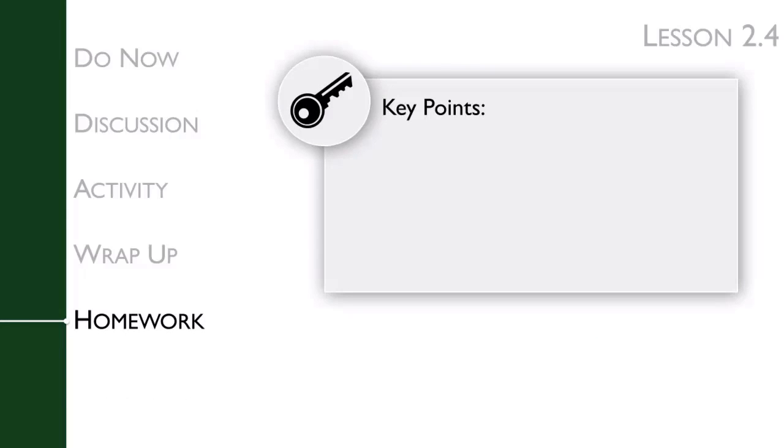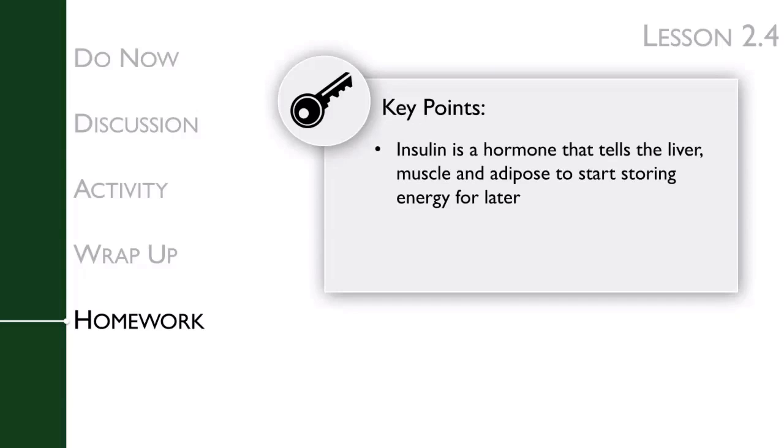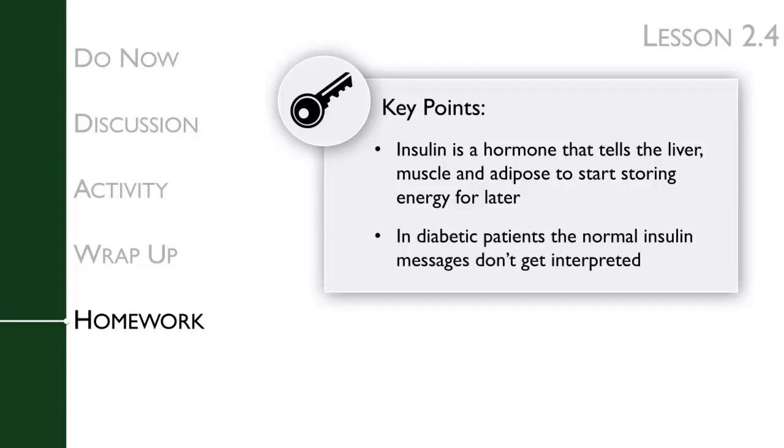The key points of this lesson's homework are that insulin is a hormone that tells the liver, muscles, and adipose to start storing energy for later. In diabetic patients, the normal insulin messages don't get interpreted, so these patients don't store energy as well.